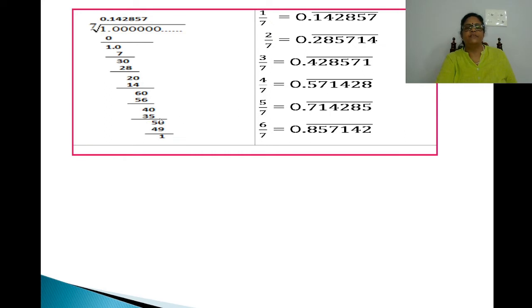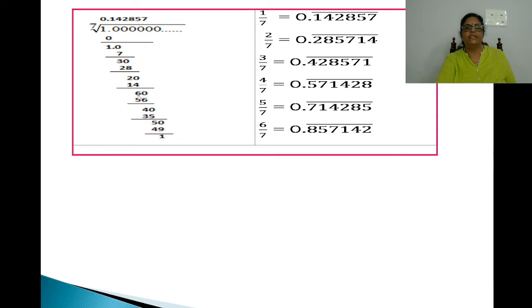Now 5 by 7. Where is the remainder 5 here? 50. What is the corresponding quotient? 7 sevens are 49. Then we start from 7: 0.714285. So 5 by 7 is 0.714285 bar.